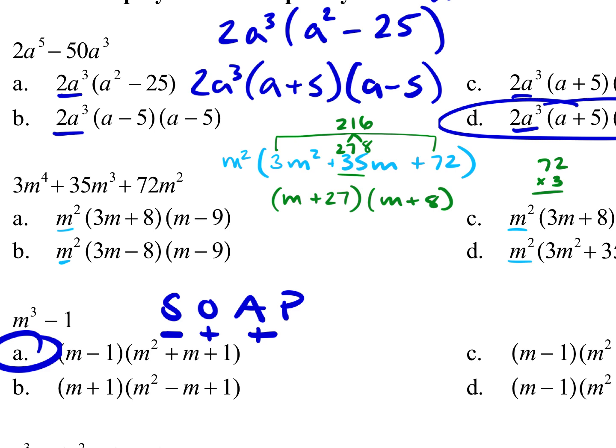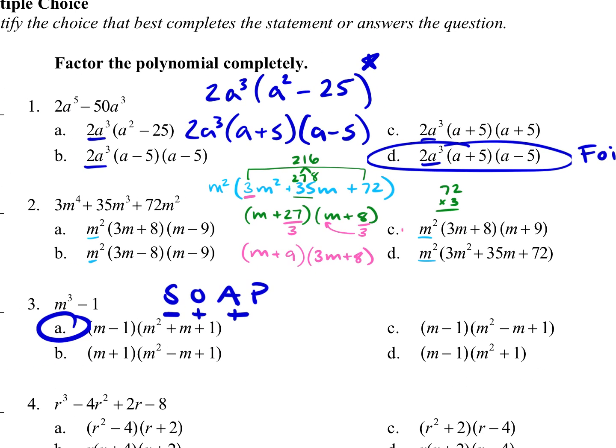And then when we multiply the first times last, what do we have to remember to do? Divide by the first. So we're going to divide by 3. So we have m plus 27 divided by 3 would be 9. If we can't divide it, what do we do with the denominator? Put it in front of the m, so 3m plus 8. So looking at our answer choices, that would be C.